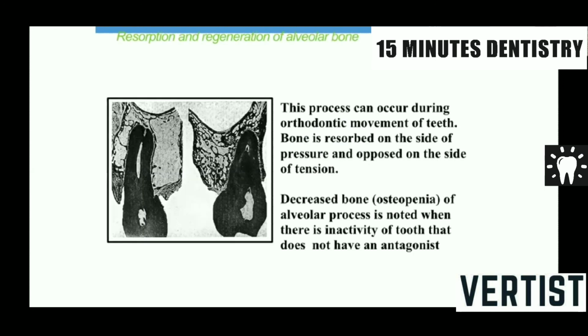Clinical significance is basically used in orthodontic tooth movement of the teeth, where bone is resorbed on the side of pressure. Wherever pressure is created, the bone starts resorbing on that side. On the opposite side, you have bone formation on the side of the tension. You have decreased bone of alveolar processes noted when there is inactivity of the tooth that does not have an antagonist. Antagonist is basically an opposite tooth.